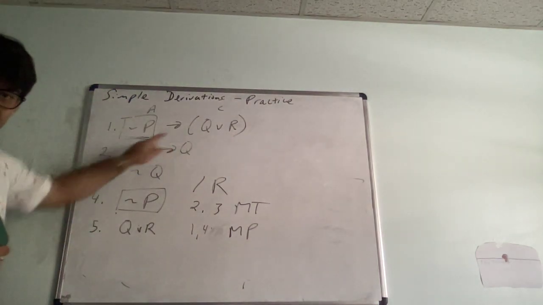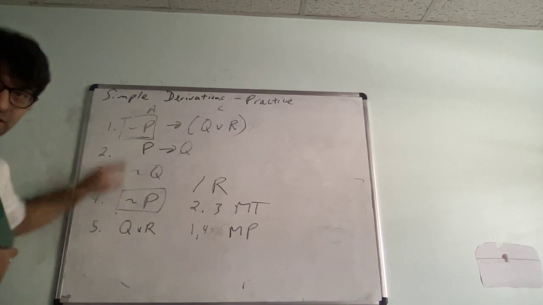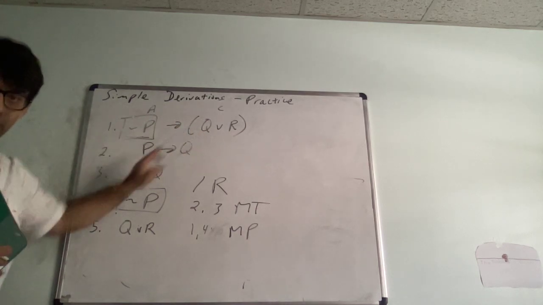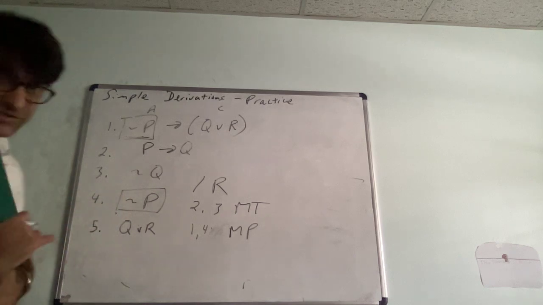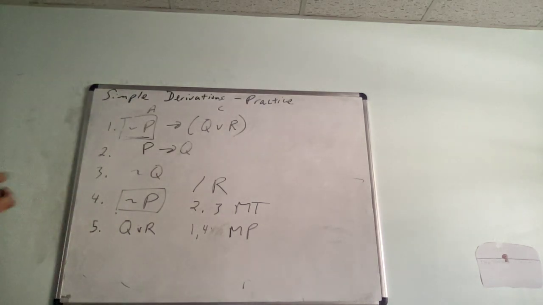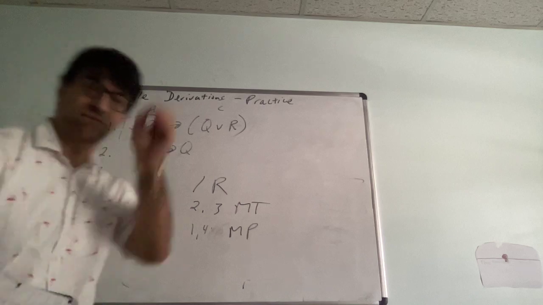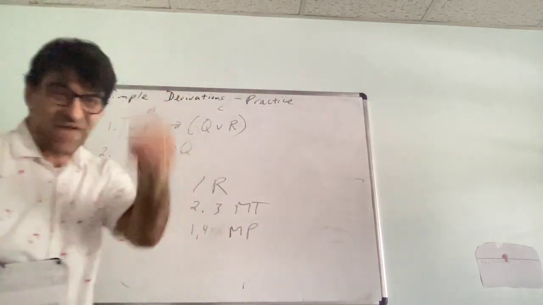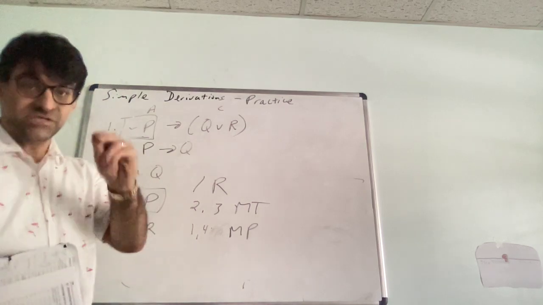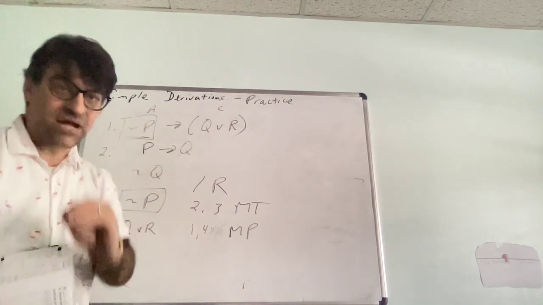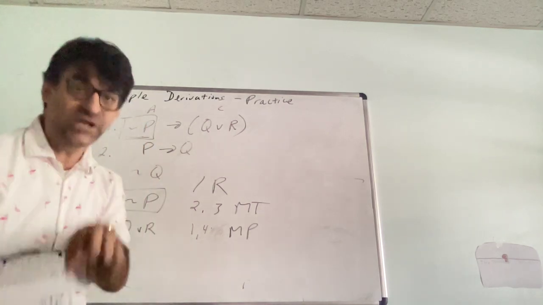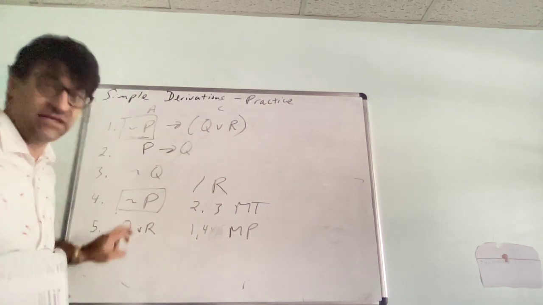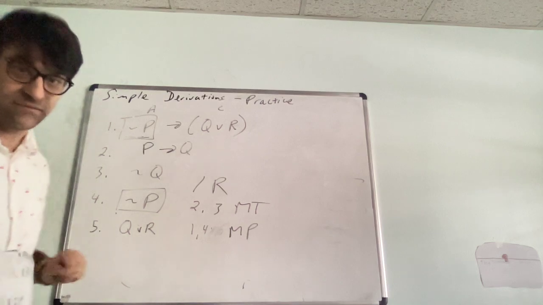Not P implies this, and not P, therefore this. Right? If Peter is not here, then either Quincy or Robert are here. Peter isn't here, so either Quincy or Robert are here. Okay? That is a substitution instance of the modus ponens pattern. That is a substitution instance of the modus ponens pattern. Antecedent implies consequent. Antecedent is true, therefore the consequent is true.